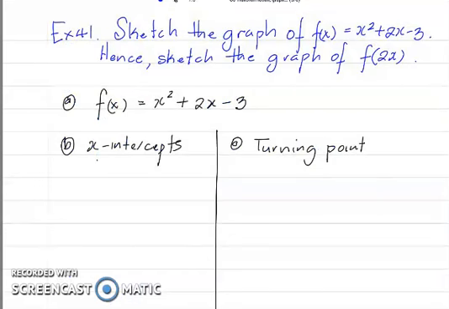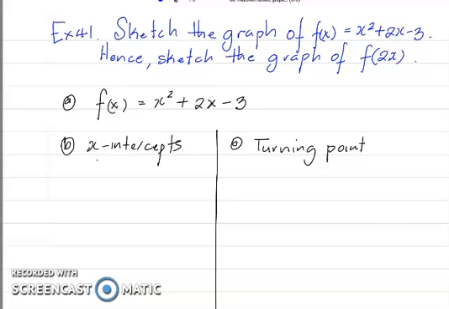All right, so example 41 says, sketch the graph of f of x is equal to x squared plus 2x minus 3, and sketch the graph of f of 2x. All right, so we need to sketch the graph of f of x is equal to x squared plus 2x minus 3.